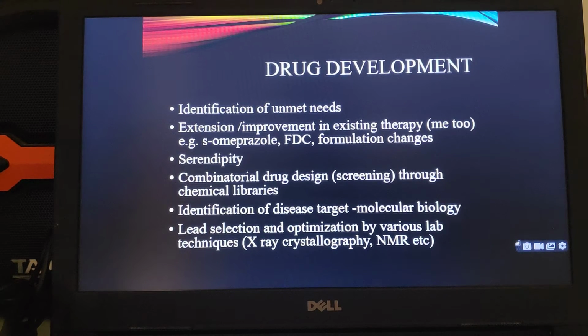It could be a receptor, it could be an enzyme, it could be any particular tissue site where the drug needs to act. After the disease target identification, and with the help of chemical libraries, there is lead selection and optimization. Lead selection and optimization means several hundred compounds are identified and then, one by one, they are studied for various properties, and their characterization is done. There are so many laboratory techniques available, like X-ray crystallography, nuclear magnetic resonance, and many other advanced techniques, which help in lead selection and optimization.